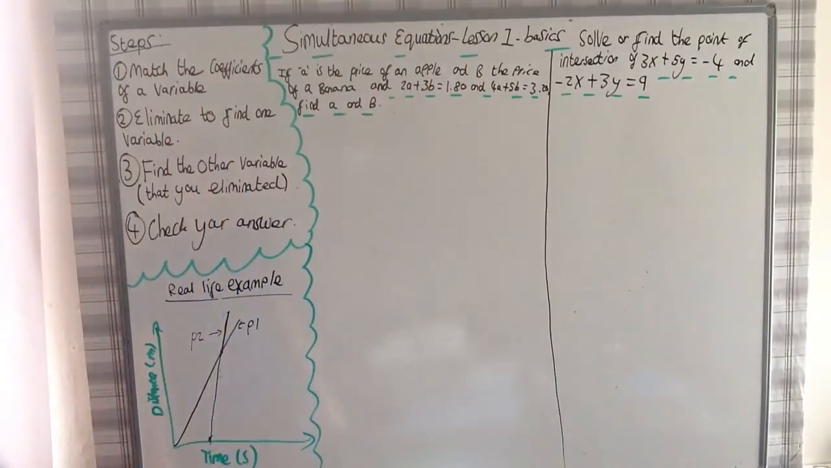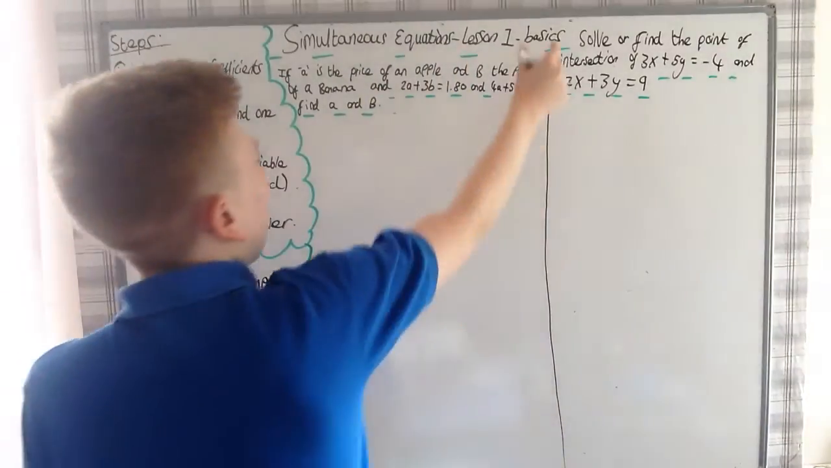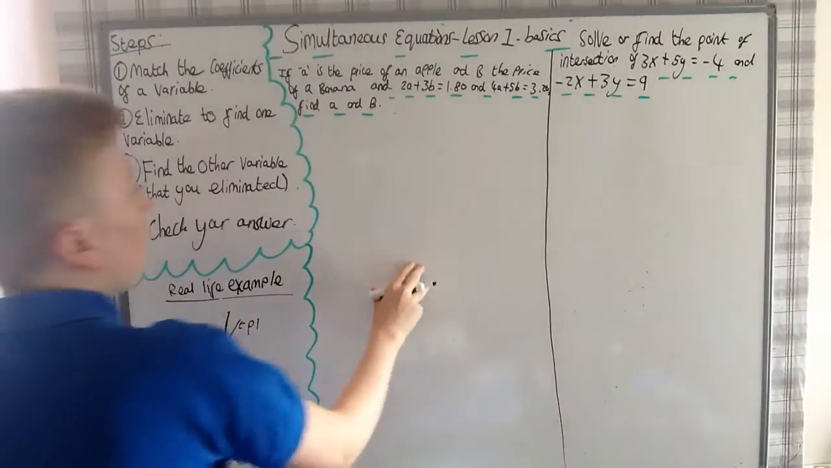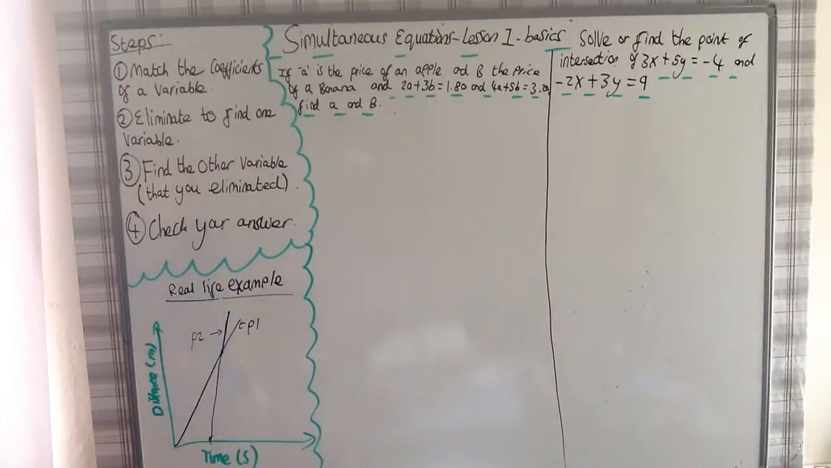Today we're going through the first lesson on a new topic called simultaneous equations. We're going to be looking through the very basics of this topic. This is the final topic of Core 1 AS Maths. After we finish this, we'll be moving on to Core 2, which is the second unit of AS Maths.